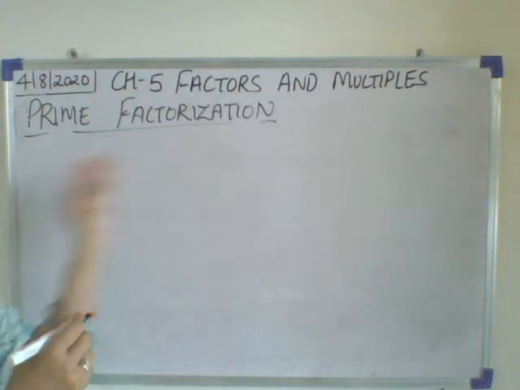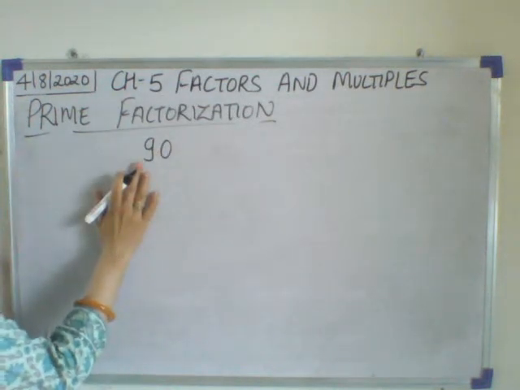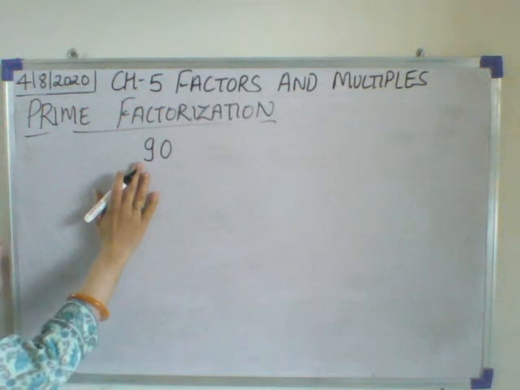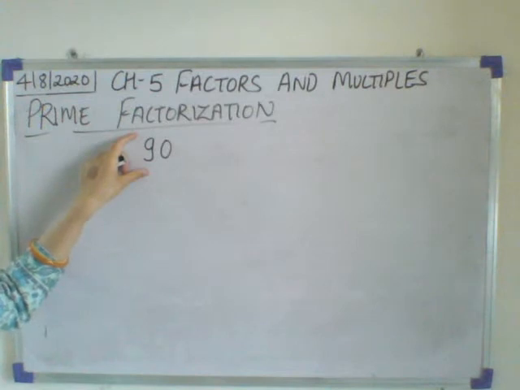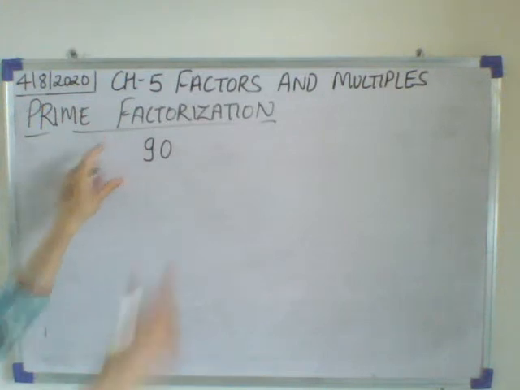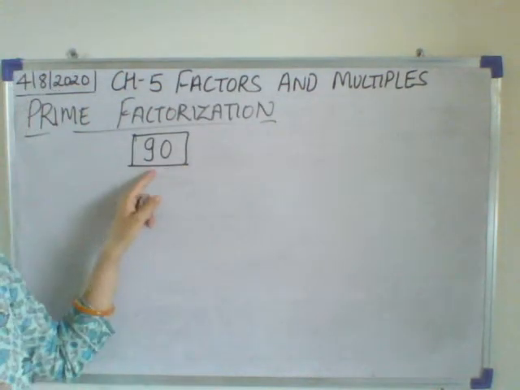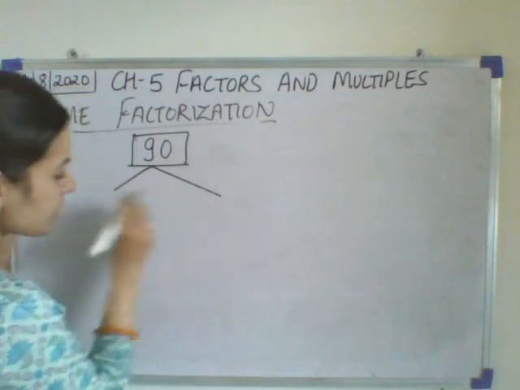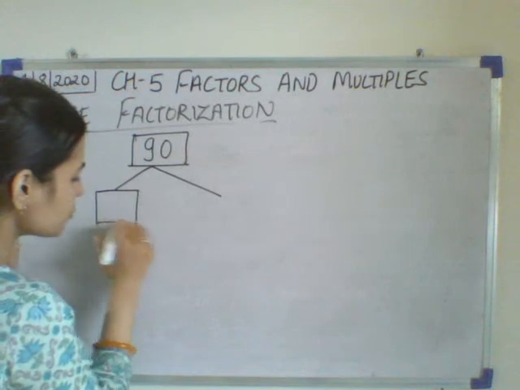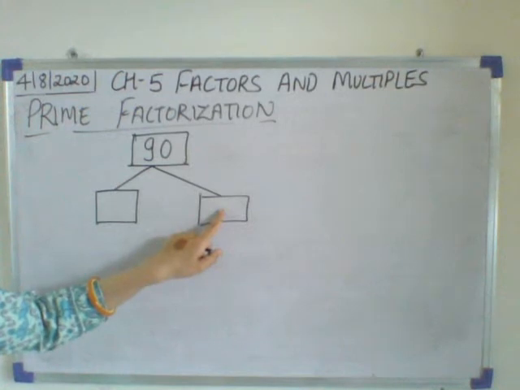Suppose you have to find the prime factorization of the number 90. I have written the number 90 here. First you have to write the number at the top. Then you choose any pair of factors as branches. I will be drawing two branches. If either of these factors is composite, factorize again.